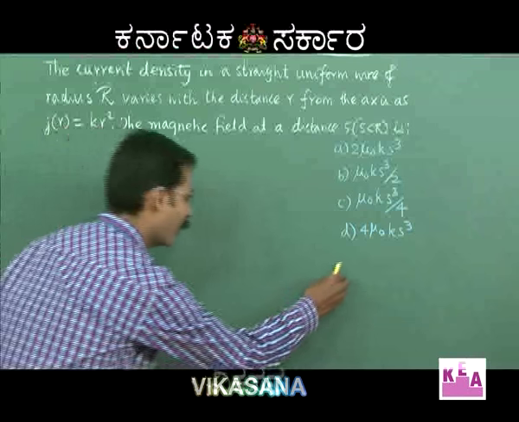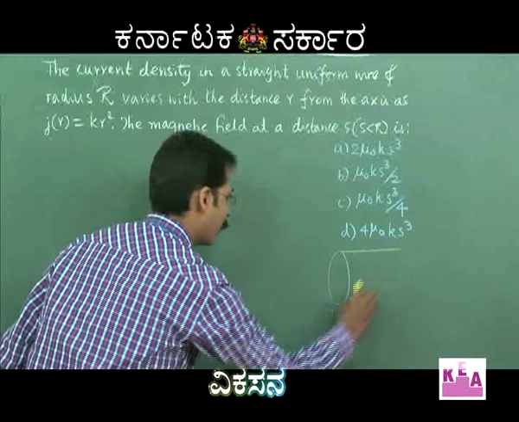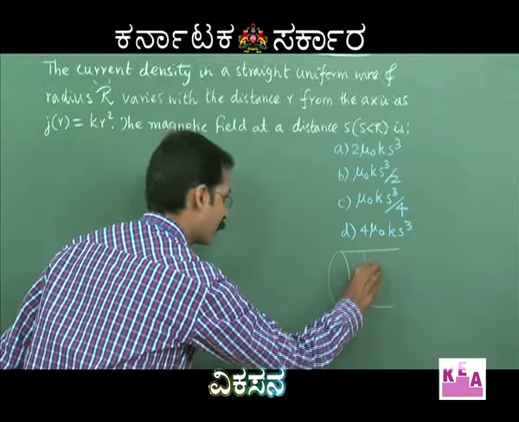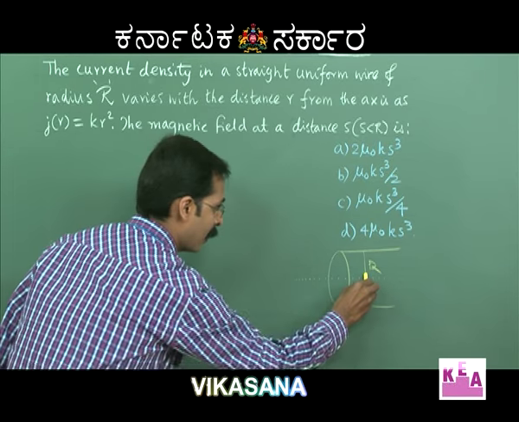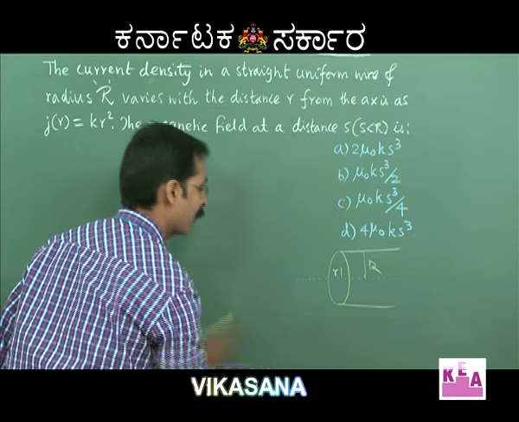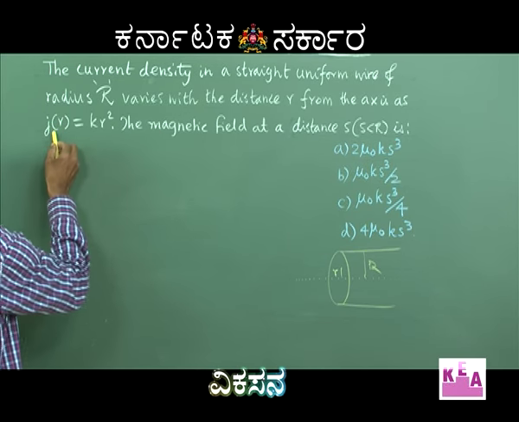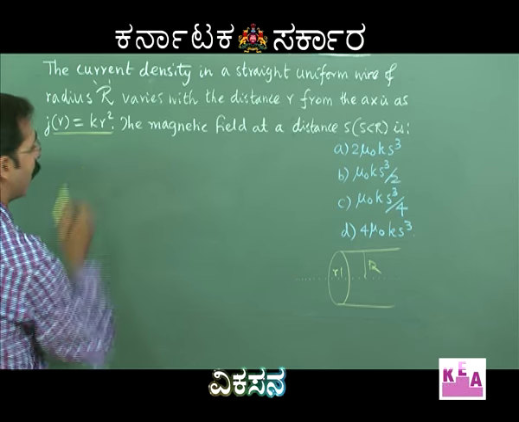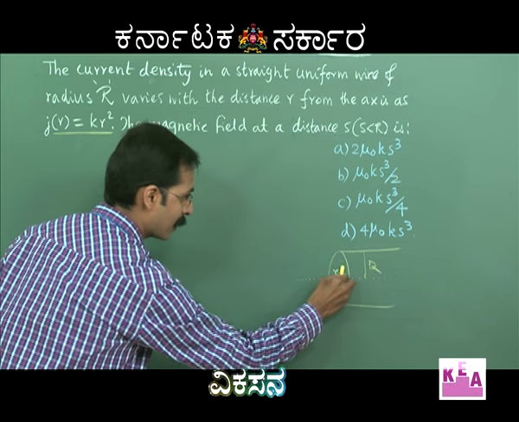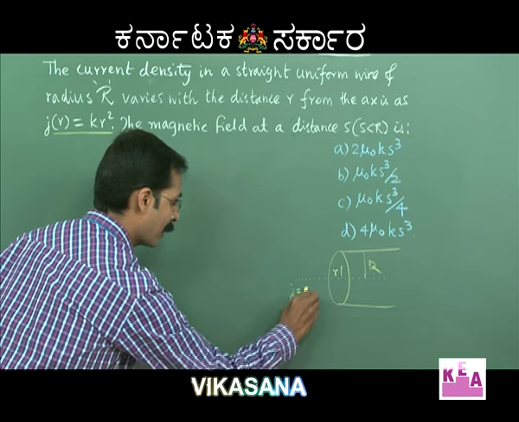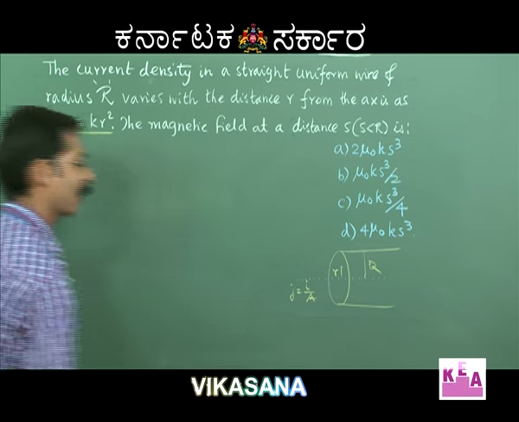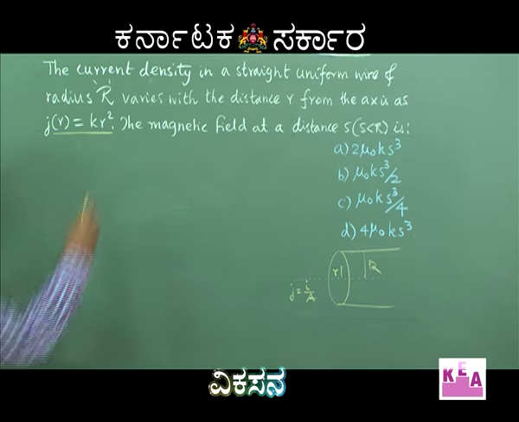Now, I have a wire like this. The radius of the wire is r. This is the axis. At this distance r, the current density varies with distance as k r square. The current density here would be k r square. You know, current density is current divided by area. Now, I have to find the magnetic field.